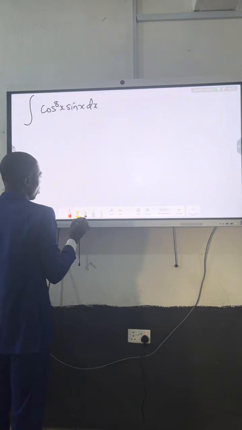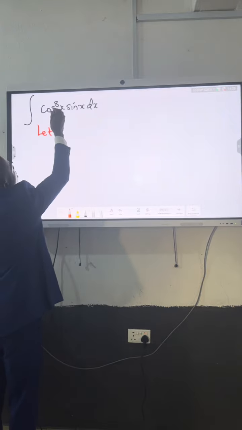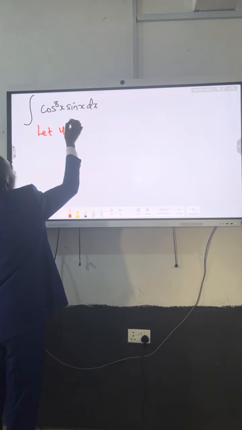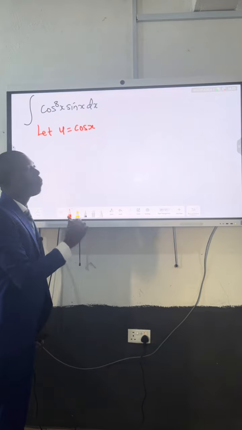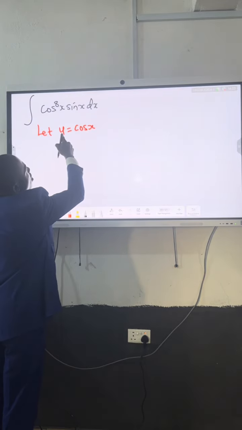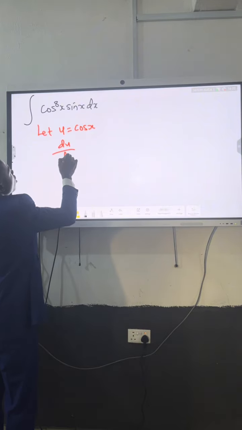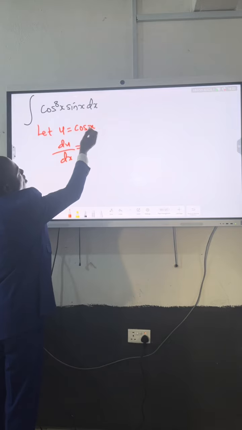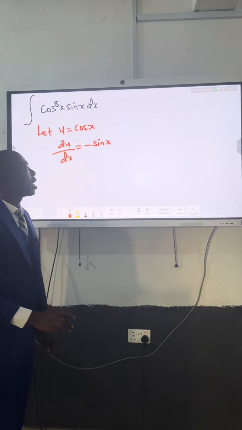What we're going to do is let u be just cos x without the power. Now, differentiate u with respect to x. If you do that, we're going to have du/dx. If you differentiate cosine, you're going to get negative sine x.